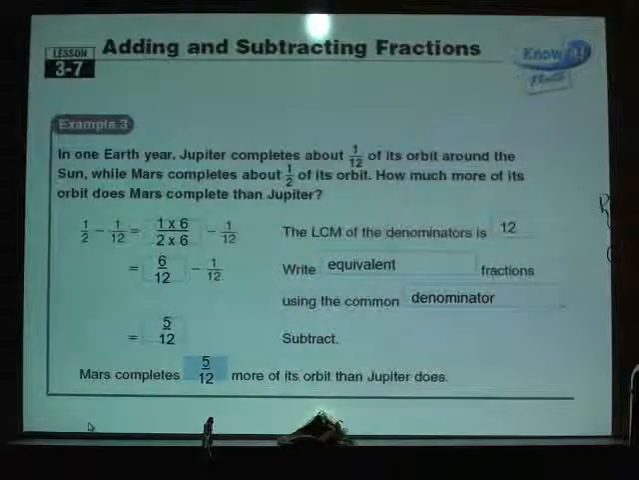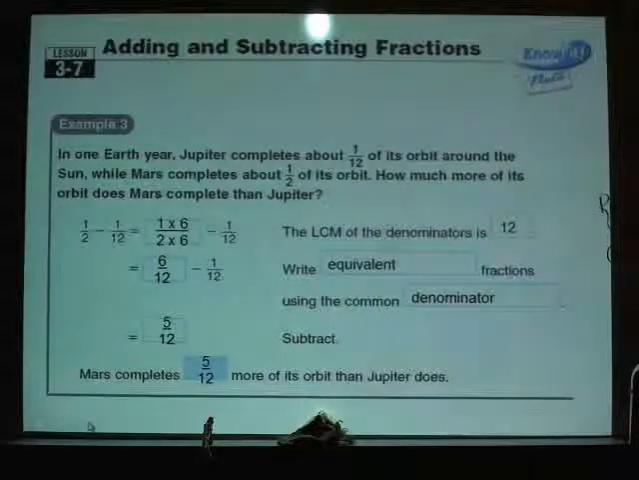Okay, let's go ahead and take a look at number 3. It's a story problem, but again, we're not going to panic about that. It's in the section about adding and subtracting fractions, so chances are they want us to add or subtract some fractions in the story problem. So let's keep that in mind here. In one Earth year, Jupiter completes about 1/12 of its orbit around the Sun, while Mars completes about half of its orbit. How much more of its orbit does Mars complete than Jupiter?